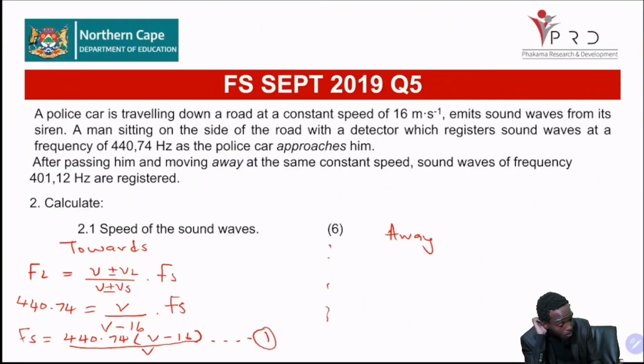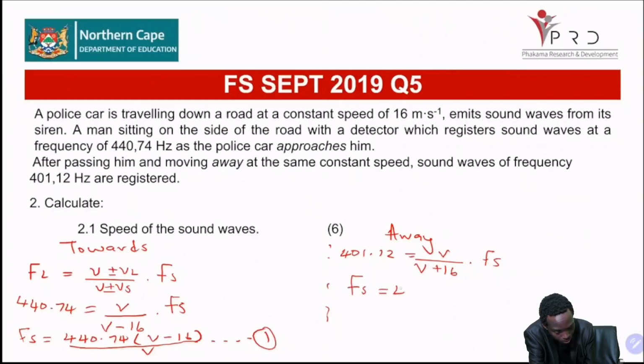And then what happens when the sound source is moving away? It registers as a frequency of 401,12. And this is going to be equal to V over (V plus 16) multiplied by Fs.